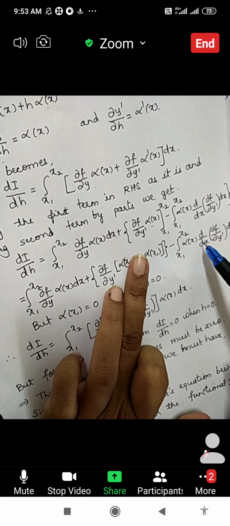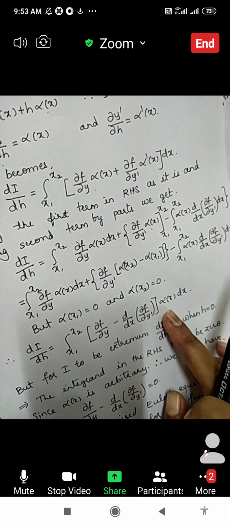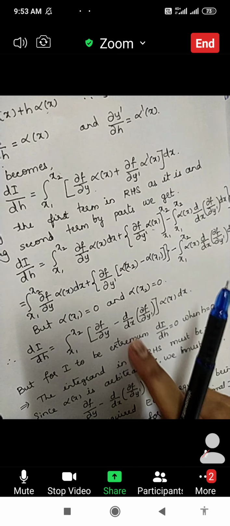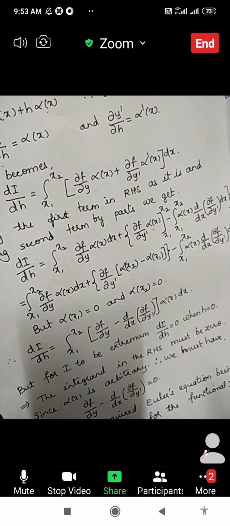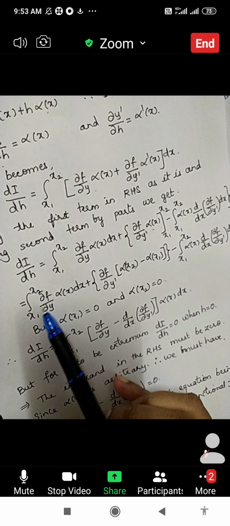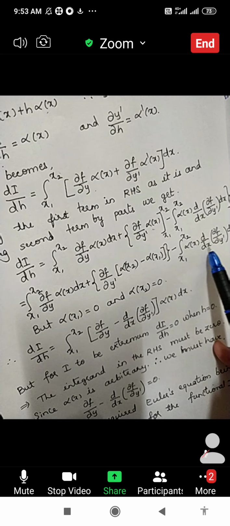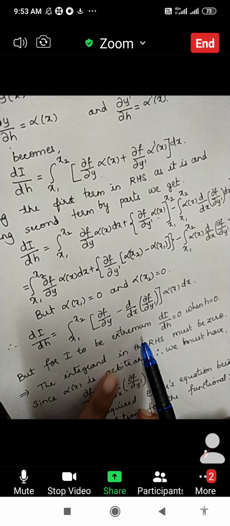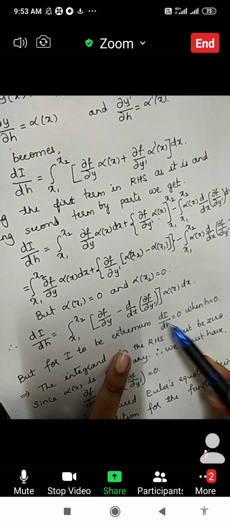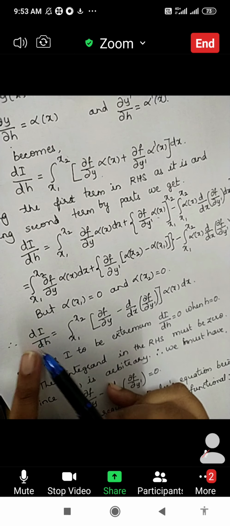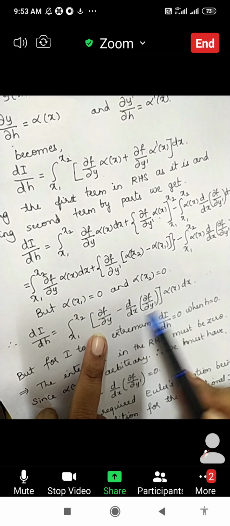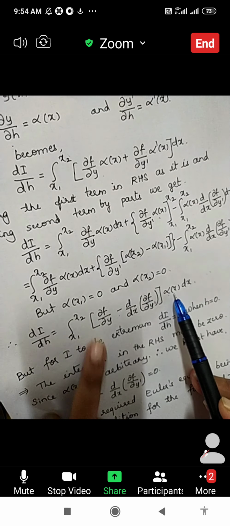In these two terms, clearly you can see alpha of x is common, with integration with respect to x between the same limits. So if you take the common quantity, what we get is dou f by dou y from the first term, and from the last term minus d by dx of dou f by dou y dash. Now what we have checked earlier is that dI by dh is 0. So this quantity is 0, and it is a product, so this is 0 or this may be 0.